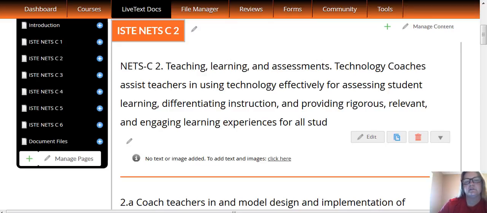NETC-C Standard 2: Teaching, Learning, and Assessments. Technology coaches assist teachers in using technology effectively for assessing student learning, differentiating instruction, and providing rigorous, relevant, and engaging learning experiences for all students.